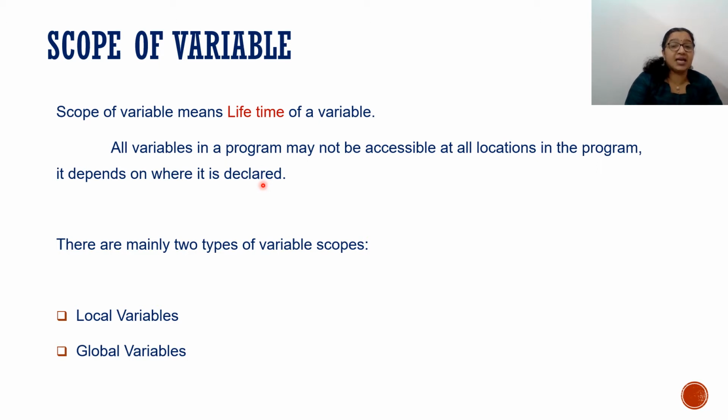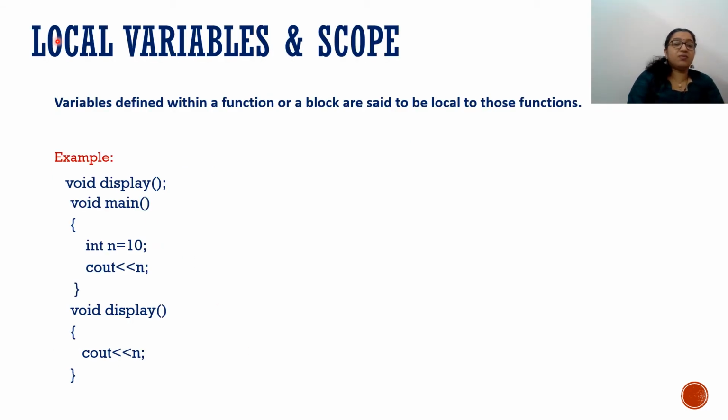So how can we classify that? There are mainly two types of variable scopes. One is local variables and the other one is global variables. If it's a local, what is the lifetime? If it's a global, what is the lifetime? So first we can study about the local scope. Let us see what are local variables and the scope.